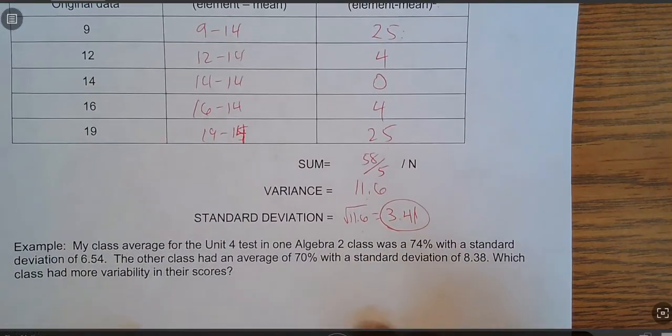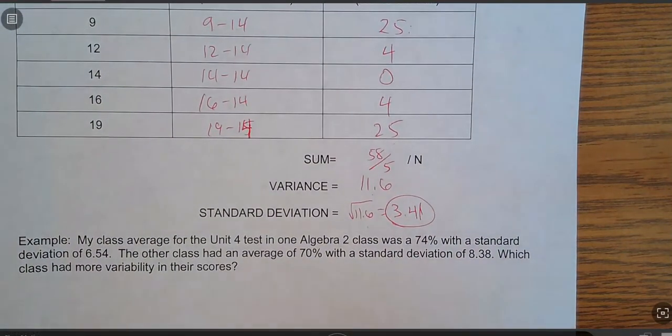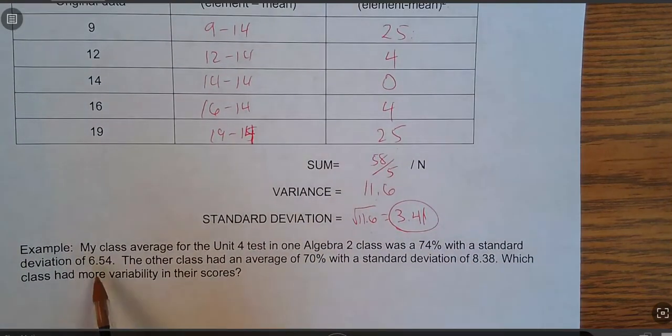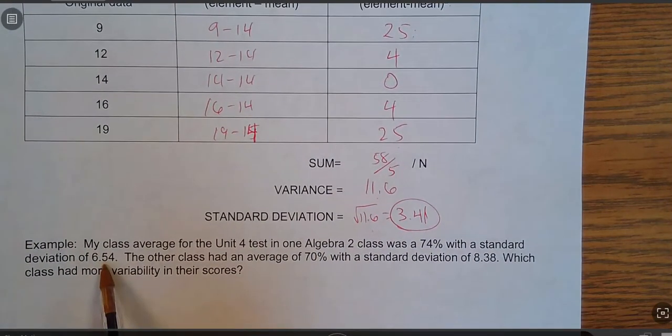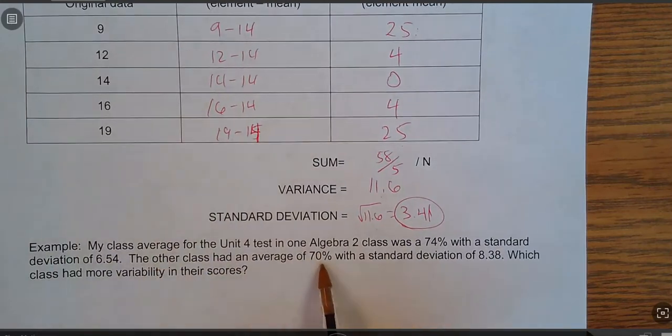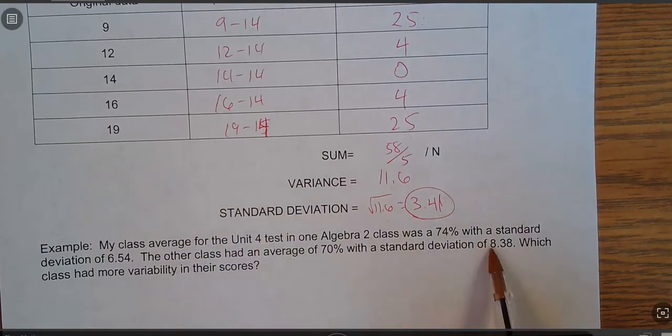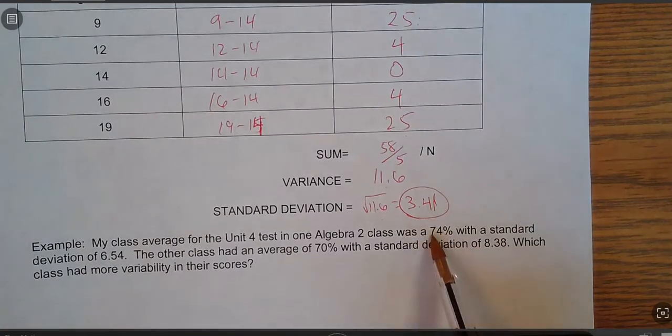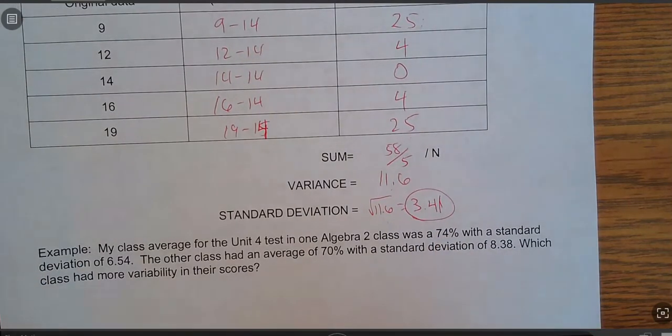So let's say my class average for the Unit 4 test, and this is totally made up, for one class in Algebra 2 was 74 with a standard deviation of 6.54. The other class had an average of 70 and a standard deviation of 8.38. So which class, first off, did better? Well, this class did better, but which one had more variability, so less consistent data?